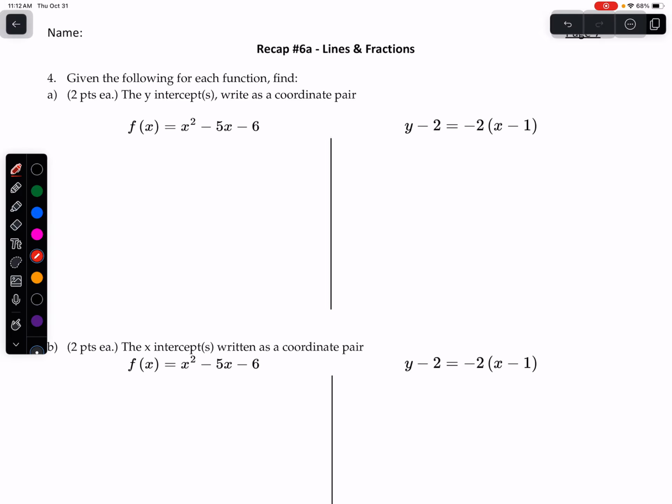Find the y-intercepts. So the y-intercept is when x equals 0. So we're going to check there. f of 0 is 0 squared minus 5 times 0 minus 6. So f of 0 is minus 6. So that's our point, 0 comma minus 6.